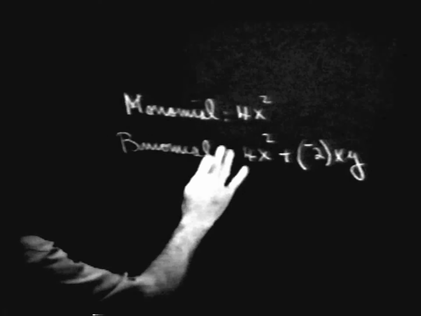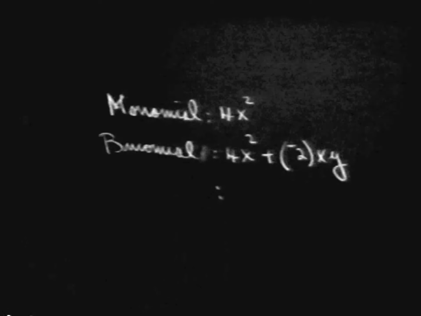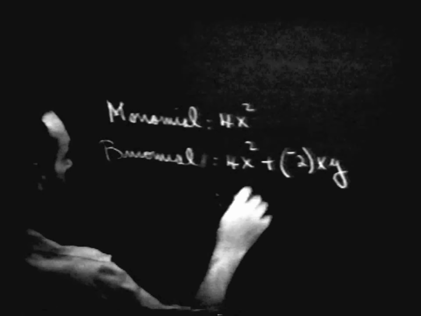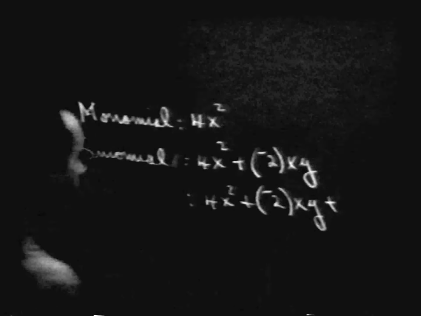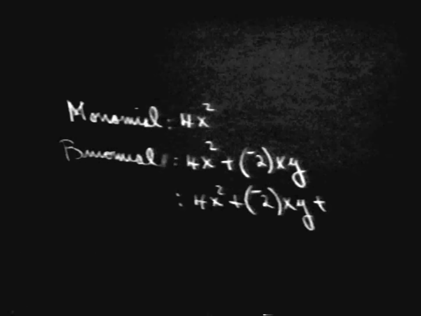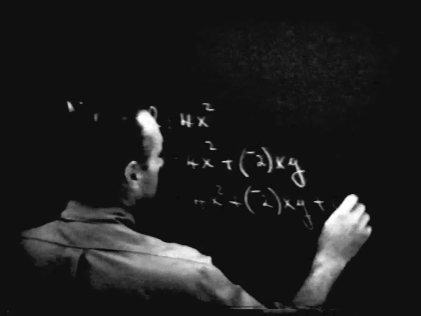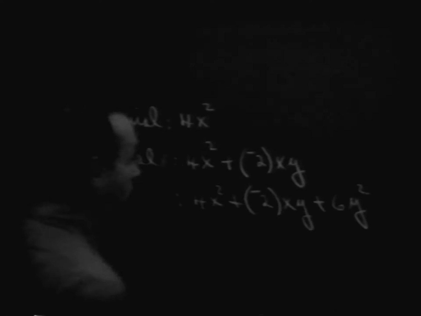B-I-N-O-M-I-A-L. All right? A binomial. And then, in fact, we can take that one, 4x squared, plus a negative 2xy, plus, and let's just add something else, plus, let's say 6y squared. I now have a string of three monomials added together.